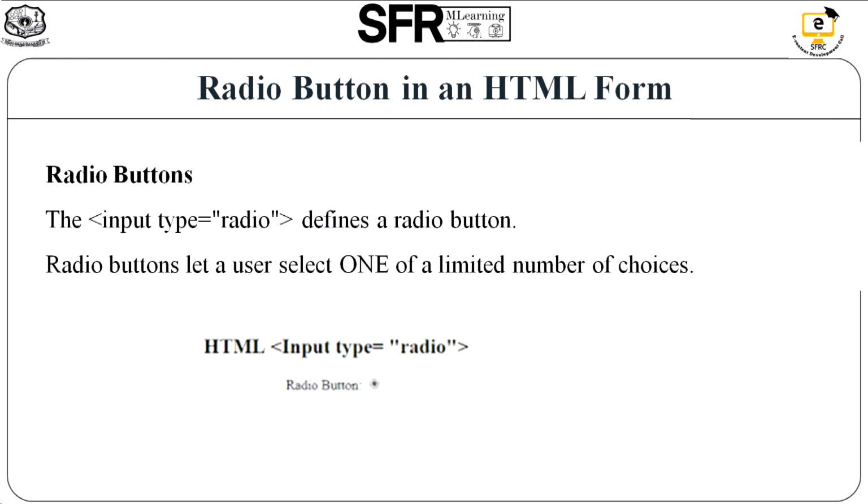Here is the example for radio button. Input type equal to radio defines a radio button. The radio button lets a user select one of a limited number of choices.